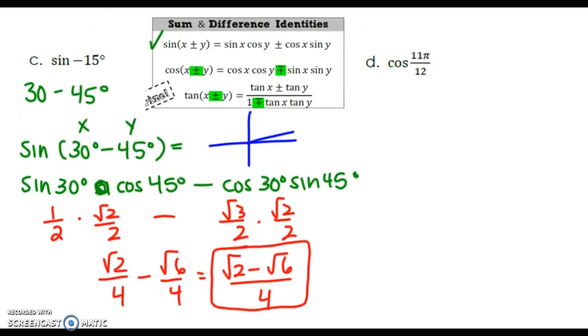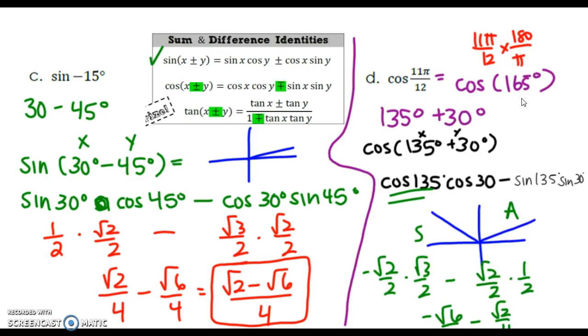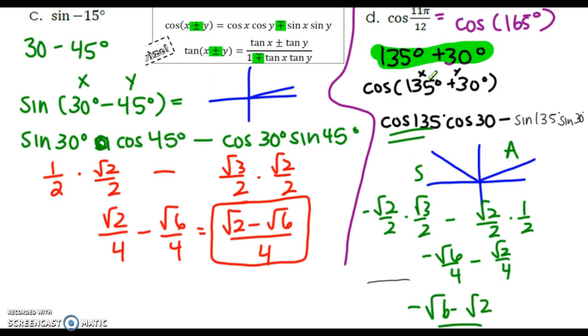Nothing too crazy. And the last one, 11 pi over 12. Convert that into degrees very quickly. Okay, so that would be cosine of 165 degrees. I think the easiest one for us to do would be 135 plus 30. Be careful because 135 is in that second quadrant, and it's going to be a little bit trickier because only sine is positive in that quadrant. So cosine of 135 degrees plus 30 degrees, we're going to focus on this identity. That's going to turn into cosine of 135 times cosine of 30. Subtract sine of 135 times sine of 30. Remember, these have to be opposite with cosine.